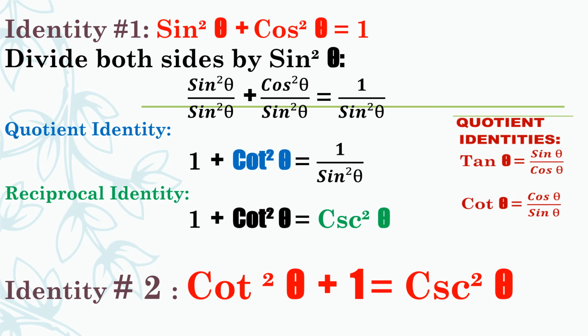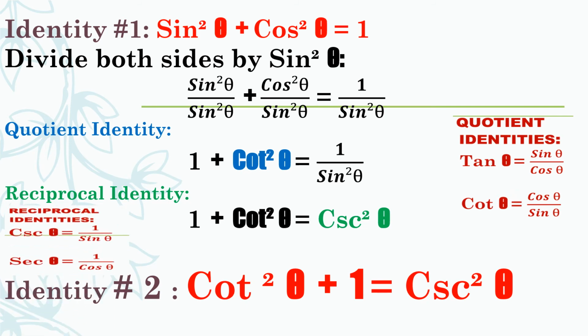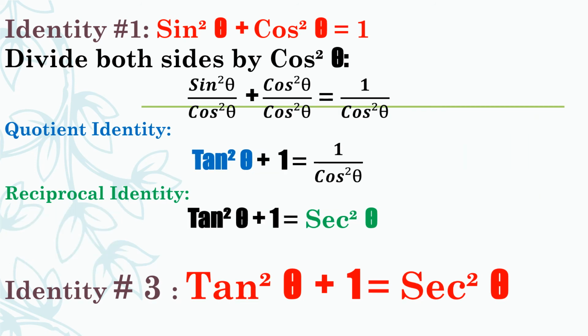Okay? Then we will move on with the use of the reciprocal identity. Now, after copying the 1 over sine squared theta, we all know that 1 over sine is equal to cosecant. So we have now the value of 1 plus cotangent squared theta is equal to cosecant squared theta. So we can arrange the second identity, which is, we have now cotangent squared theta plus 1 is equal to cosecant squared theta.